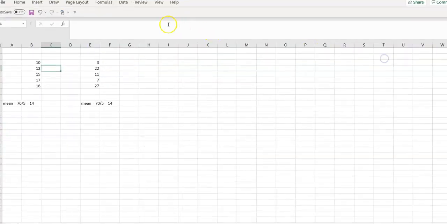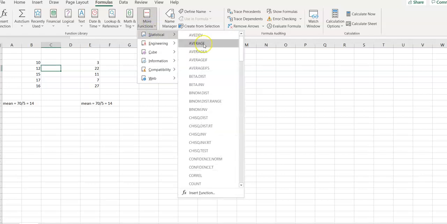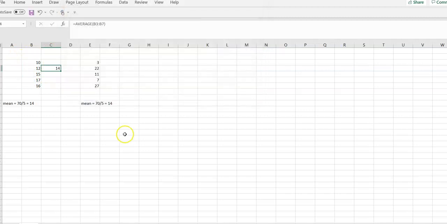So again, use formulas. You're going to use this all semester long, so drill this right into your head. You're going to find the mean and standard deviation all day, every day for the rest of the semester using Excel, okay? So more functions, statistical, use average for mean, okay? And then just highlight the data. Boom, okay, 14, all right? For standard deviation, let's say this is a sample, and that's important. I'll tell you in a minute why. Say these are both samples, okay?